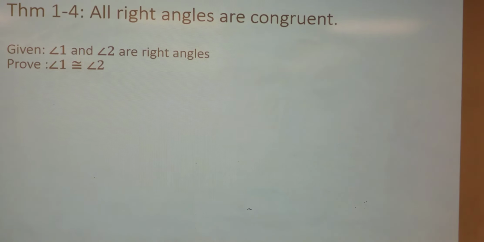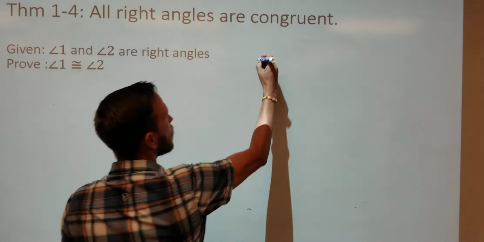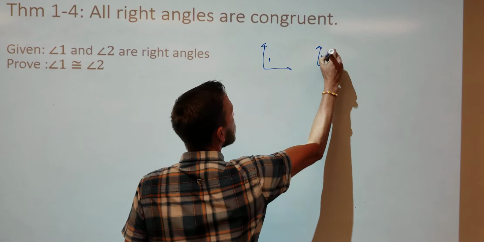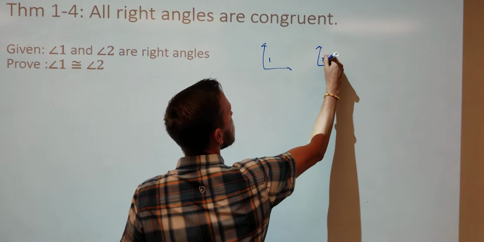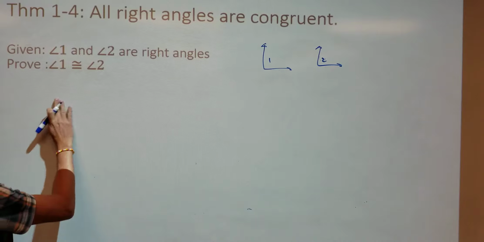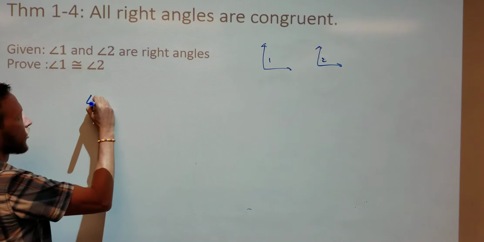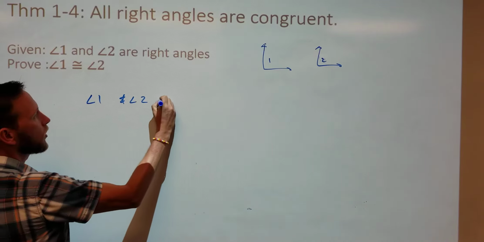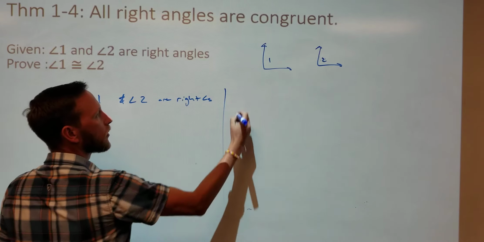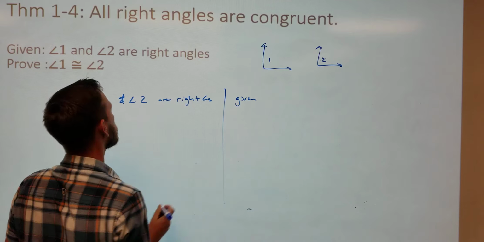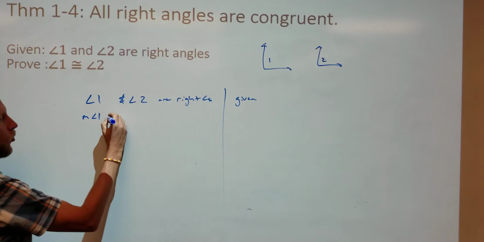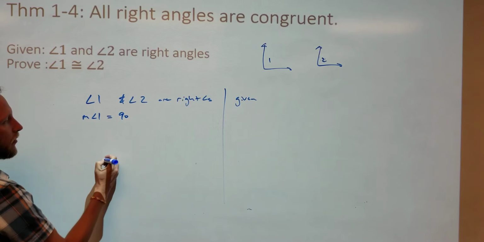Theorem 1.4, this is a good one. Given two right angles, all right, so angle 1 is a right angle, angle 2 is a right angle. All right, we're given that information. We're going to prove that angles 1 and 2 are congruent to each other. This proof isn't too shabby. We're going to start with angle 1 and angle 2 are right angles. That's given info, yay. Next, I'm going to say that the measure of angle 1 is equal to 90.